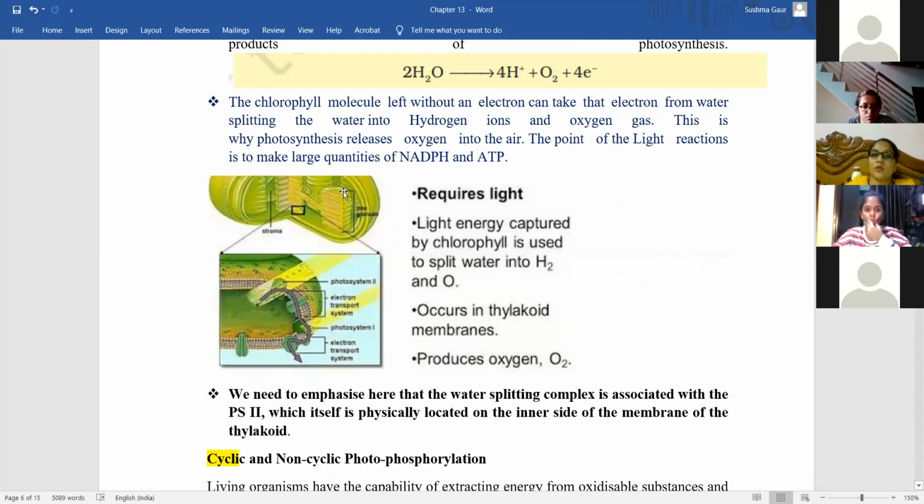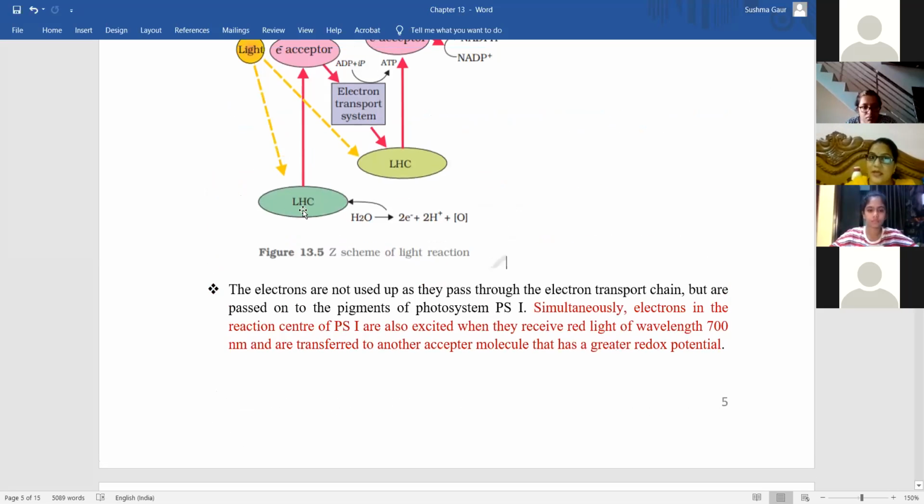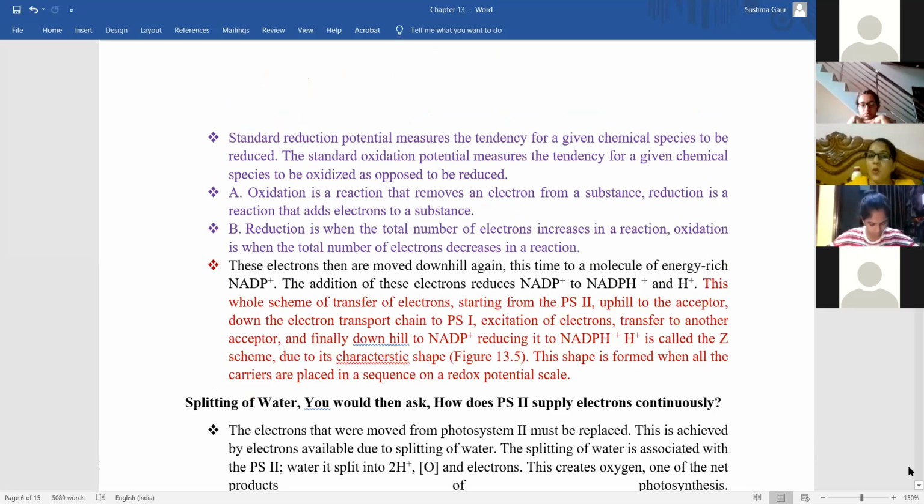So what happens, the chlorophyll molecule that is left without an electron can take an electron from water splitting. So here, in photosystem 2, the electrons that the chlorophyll gained, they have transferred to photosystem 1. So here the chlorophyll will be there but electrons will not be there. So the electrons obtained from water splitting on the thylakoid membrane, this chlorophyll molecule in the light harvesting complex of photosystem 2 will receive them, so that the deficiency of electrons can be overcome.